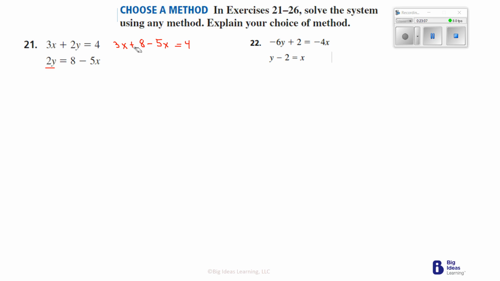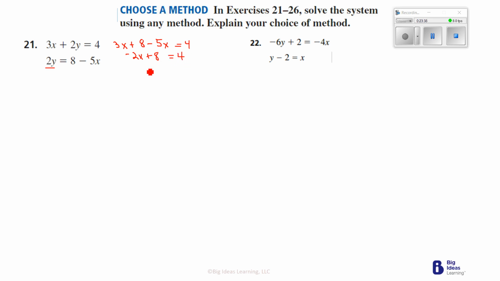Now, if this was a negative sign, I would have needed it, so I could have taken that negative sign and distributed it throughout everything. But I didn't need that, so come over here and get my pen back. And now I'm going to combine my like terms: negative 5x and 3x gives me a negative 2x. So negative 2x plus 8 is equal to 4.